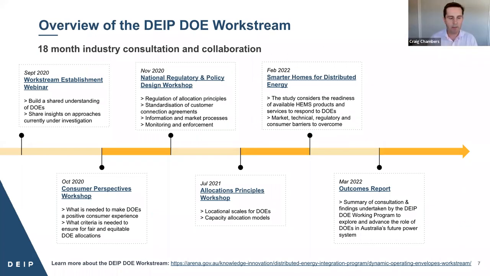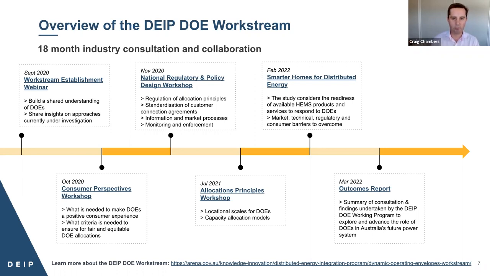So this is just a timeline of all the work that's been done in this dynamic operating envelopes work stream. A lot of work over about 18 months, starting with the establishment of the work stream, where in September 2020 we got together. We could see that a number of utilities and innovative companies were developing dynamic operating envelopes. It wasn't necessarily national consistency in regards to how they were doing it, and there weren't common standards or a common knowledge around how dynamic operating envelopes could benefit consumers. So that's where we started.